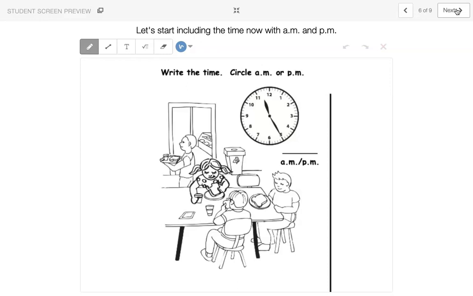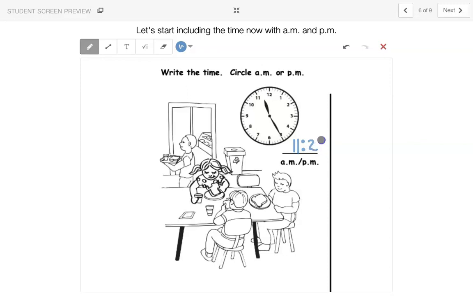Now let's look at this again. We want to first tell the time on the clock, and then we'll look at the picture and figure out if it is AM or PM. The small hand is in between the 11 and the 12. So I know that's going to be 11 something. So let's count the minutes. The big hand is on the 5. So it's 5, 10, 15, 20, 25. That's going to be 11:25.